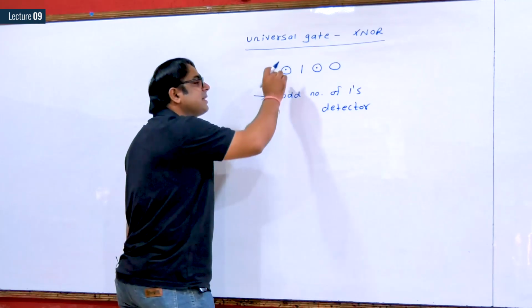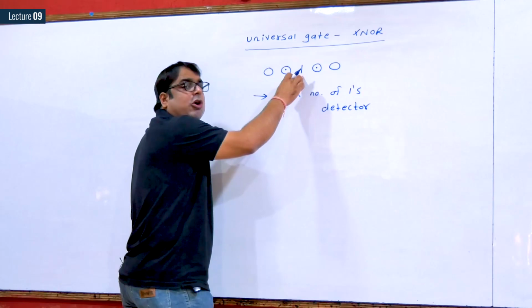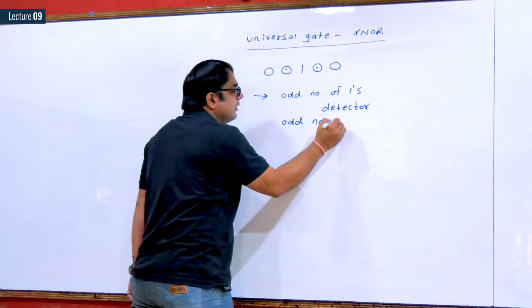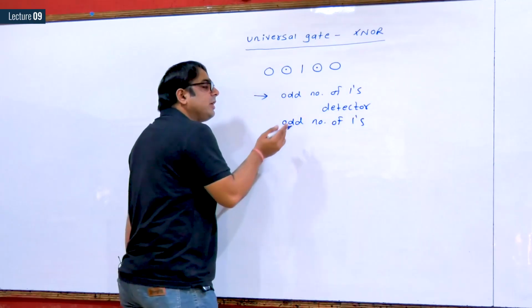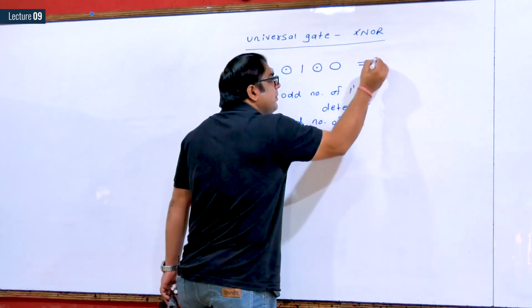Now, how many ones are there? Only one is there. That is odd number of ones. Odd number of ones are present. So, odd number of ones will be detected and your output will be 1.